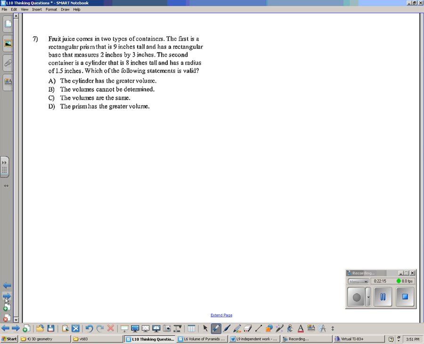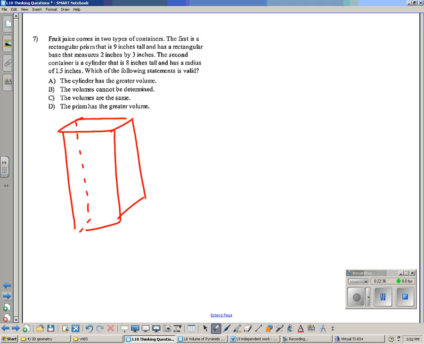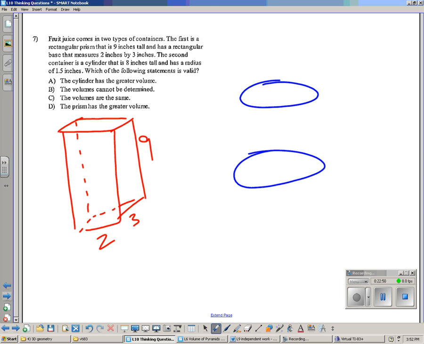All right, number 7 says fruit juice comes in 2 types of containers. The first is a rectangular prism that is 9 inches tall and has a rectangular base that measures 2 by 3. So I'm going to draw that. It's kind of a tall juice box, like a Juicy Juice or a Sips box. So all right, let's leave it at that. The second container is a cylinder that is 8 inches tall and that has a radius of 1.5 inches.